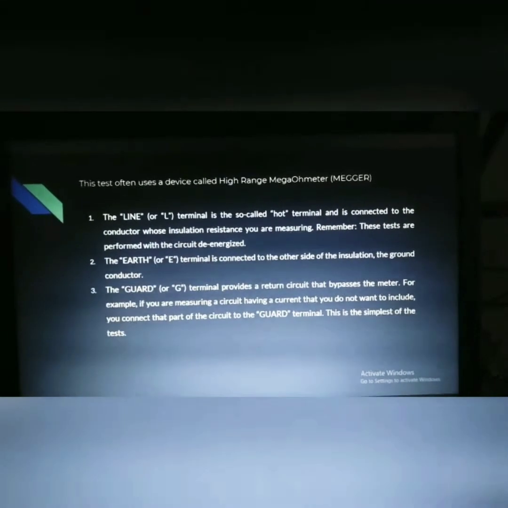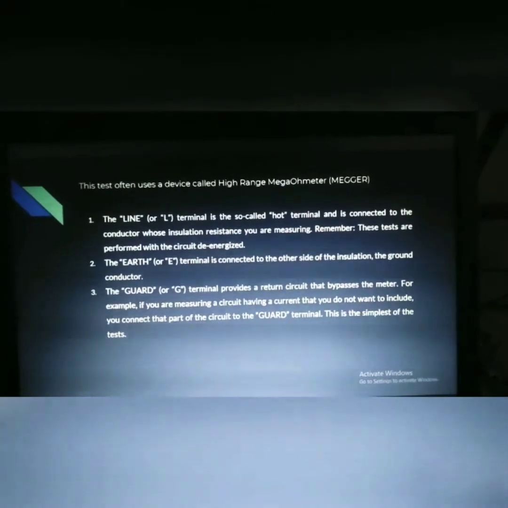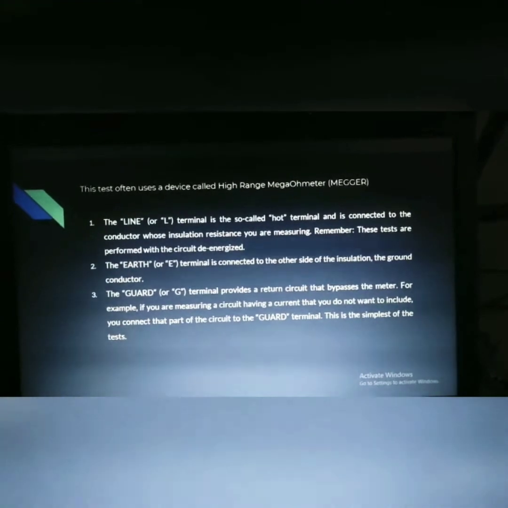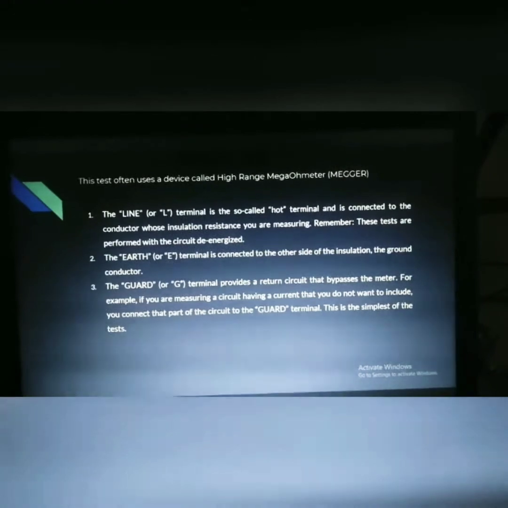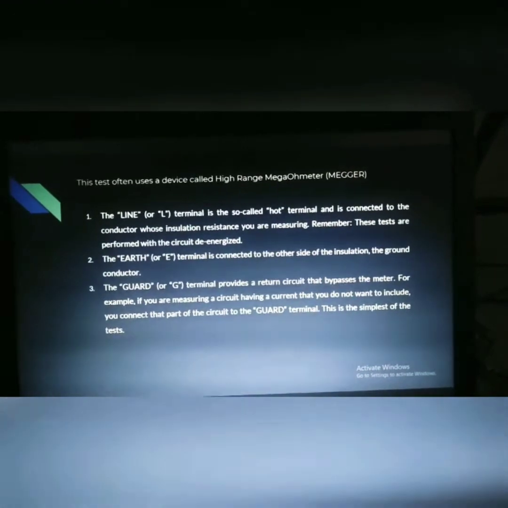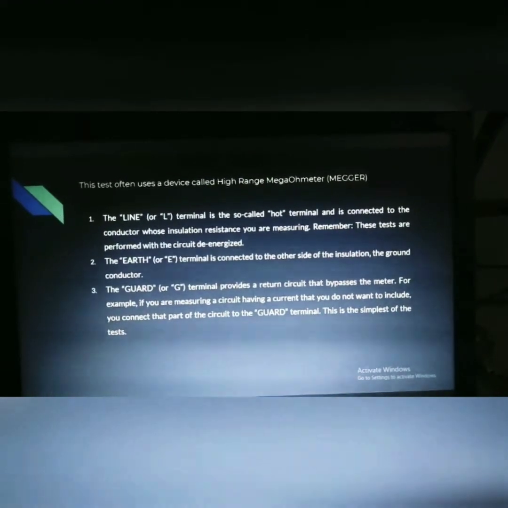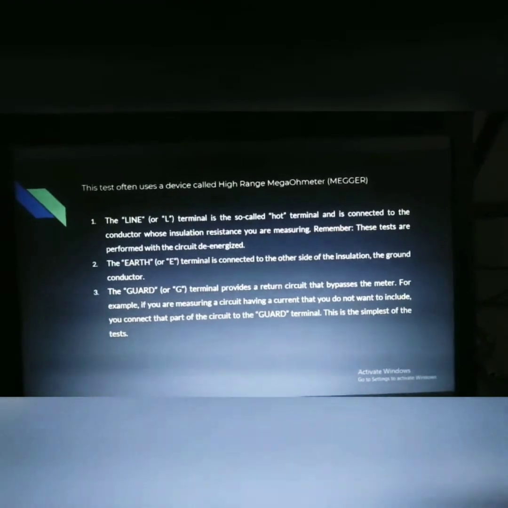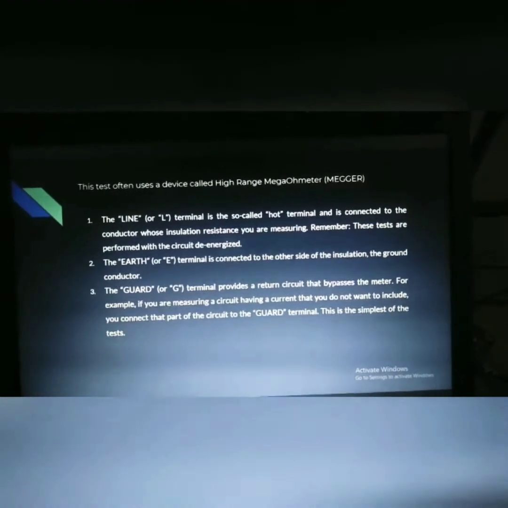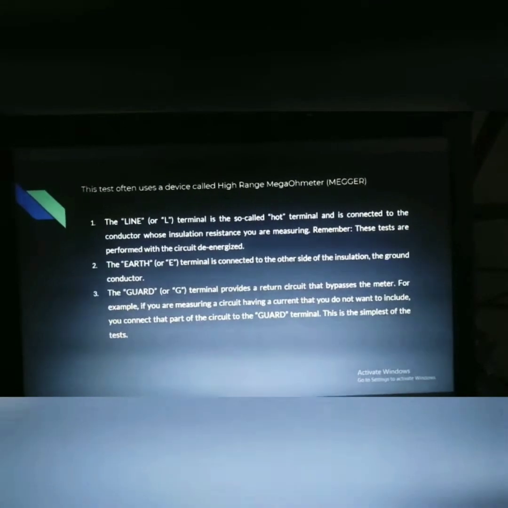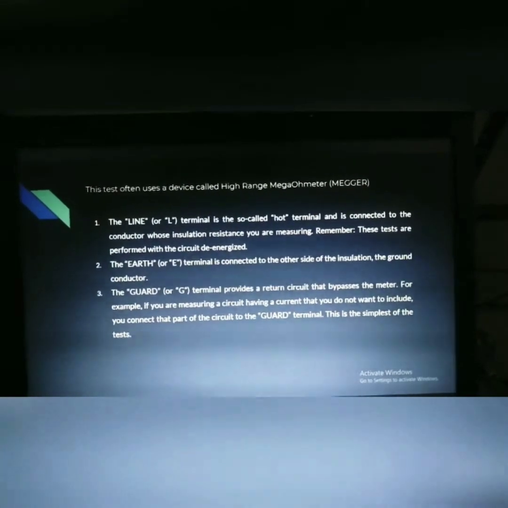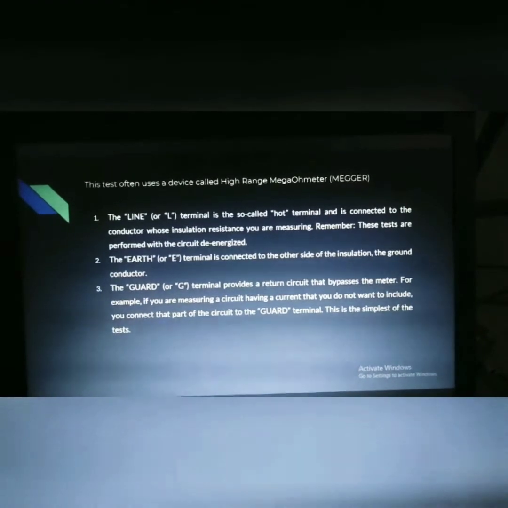2. The earth or E terminal. The E terminal is connected to the other side of the insulation, the ground conductor. 3. The guard or G terminal. The G terminal provides a return circuit that bypasses the meter. For example, if you are measuring a circuit having a current that you do not want to include, you connect that part of the circuit to the guard terminal. This is the simplest of the tests.